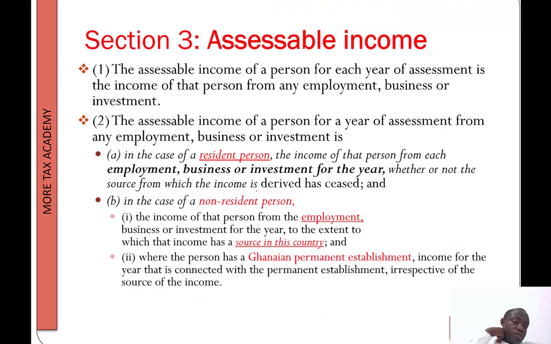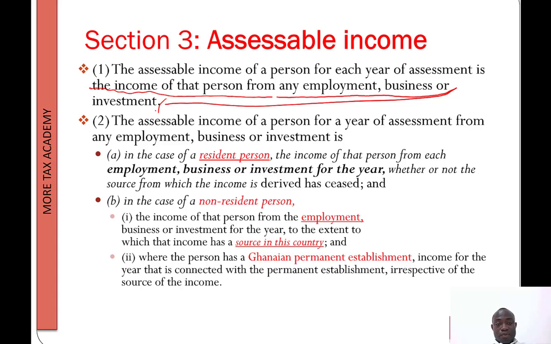Great. So we go to section 3. Section 3 now says that the assessable income of a person for each year of assessment is the income of that person from employment, business, or investment. So he brings the 3 sources of income here too. What he's saying is that if you want to assess Justin, or you want to assess Aaron, look at his business, look at his investment, and look at his employment. Any income that comes from these is his assessable income.